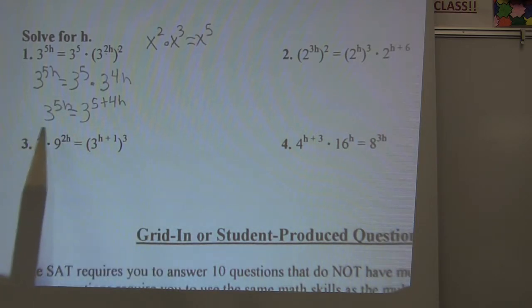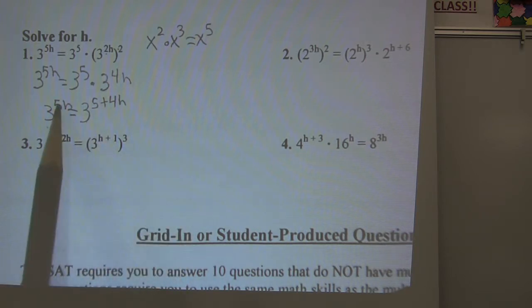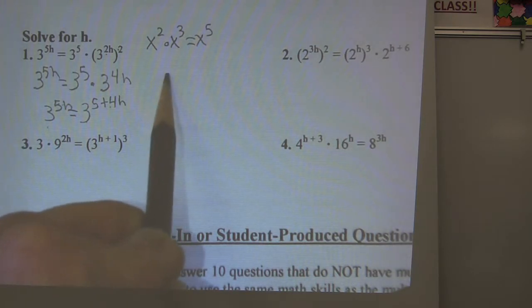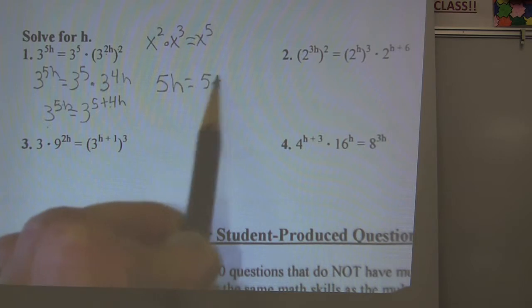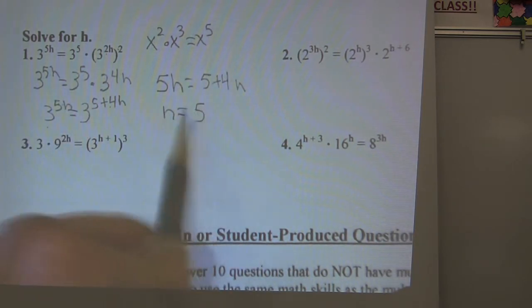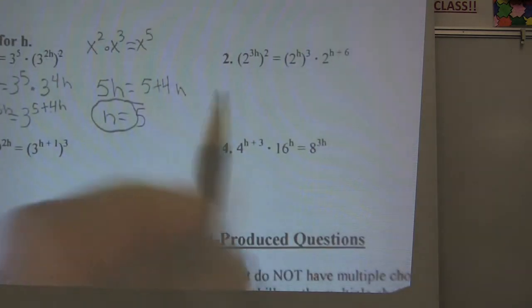Now when you have 3 to a power on the left and 3 to a different power on the right, these powers must be equal to each other. So now we're back in a pre-algebra class: 5h equals 5 plus 4h, and you're going to end up getting h equals 5.